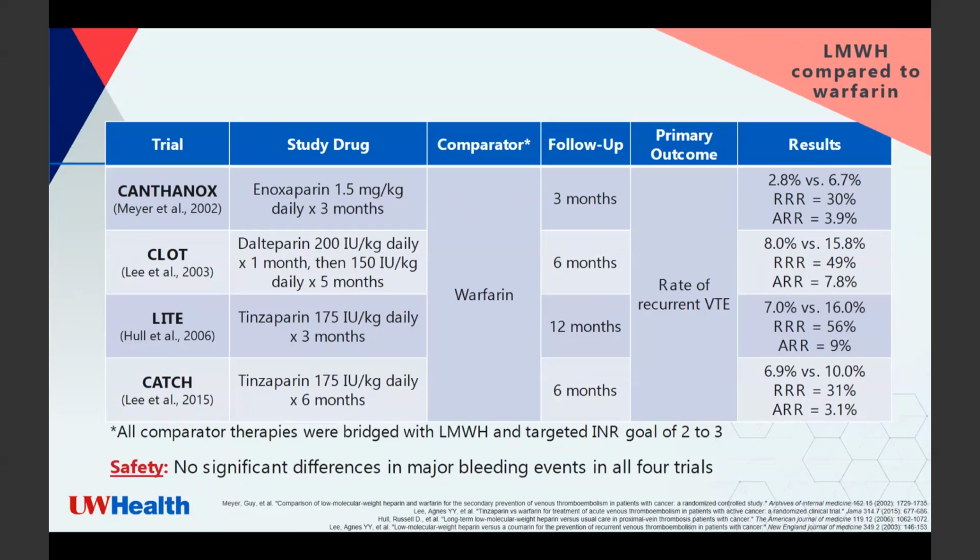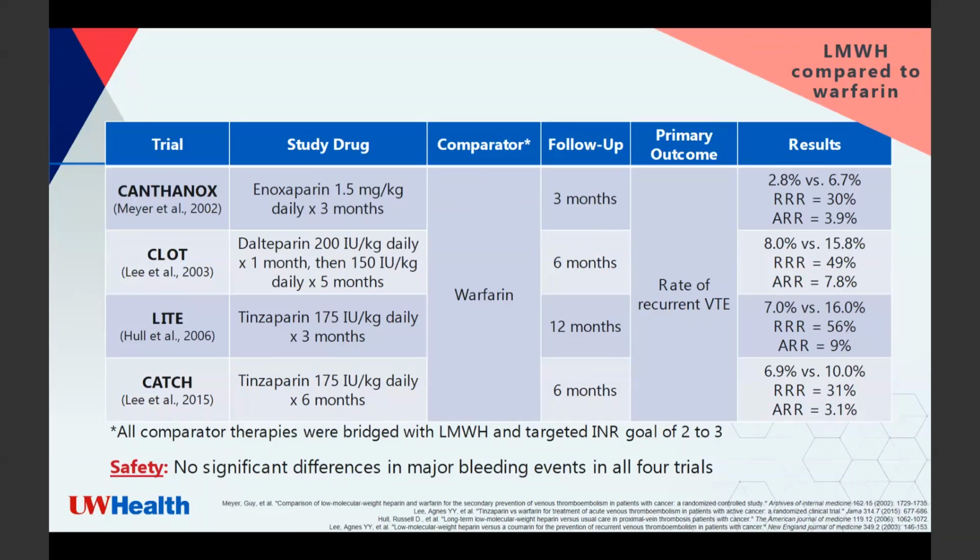These studies found that low molecular weight heparin reduced the risk of VTE or recurrent VTE by 30 to 56% relative to warfarin, and reduced the absolute risk by 3.1% to 9% overall. I also wanted to include the actual VTE rates for treatment groups on this slide, so if you're interested in referencing this later, you can. Also, in terms of safety, there was no significant difference in major bleed events in all 4 trials.